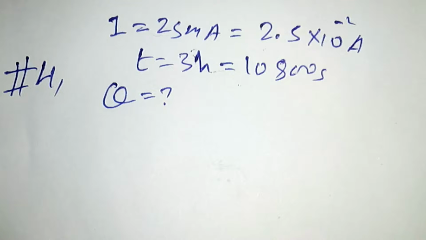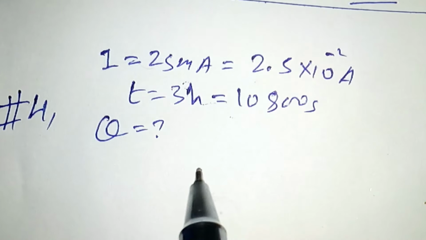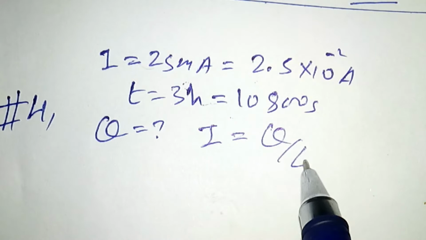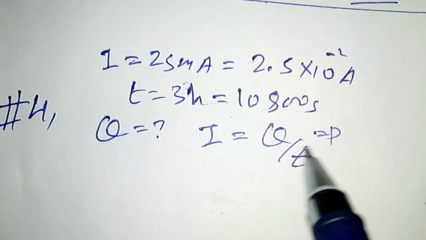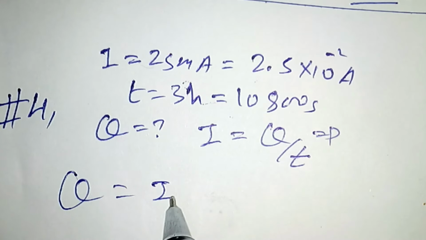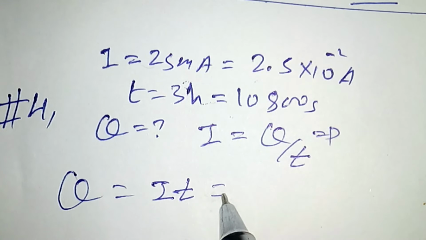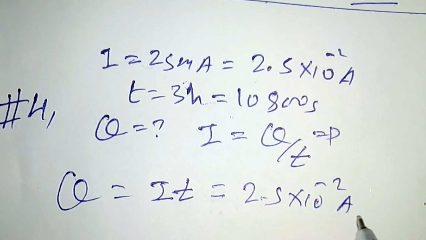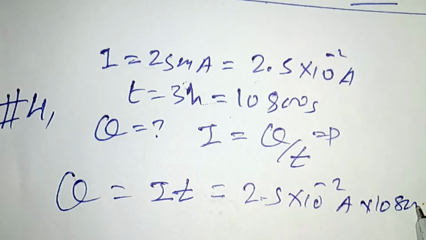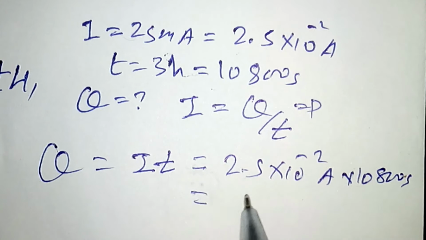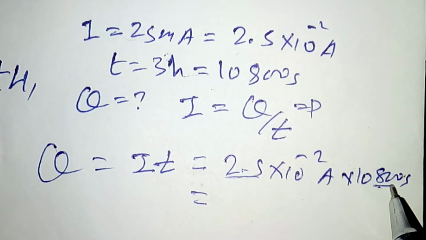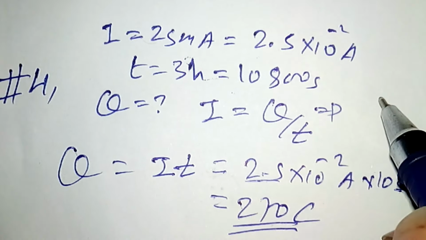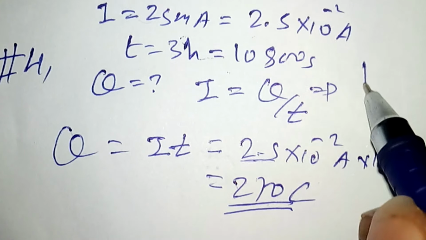From the definition of current, current equals charge delivered per time, so charge equals the amount of current flowing times the time it takes. So this is 2.5 times 10 raised to minus 2 ampere times 10,800 seconds. If you multiply these two numbers directly, you get 270 coulombs. The correct answer is alternative D.